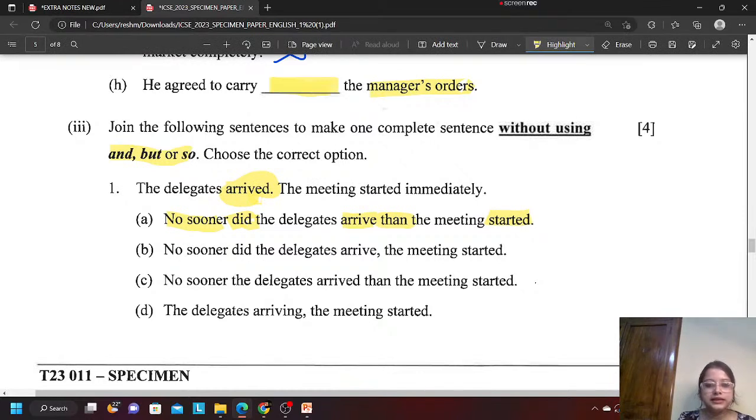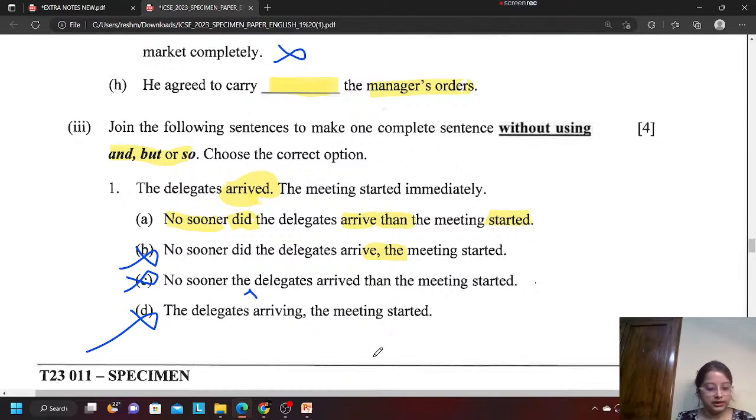Why is this incorrect? No sooner did the delegates arrive. Where is than in this? It is not there. So this is incorrect. Okay. 1A is correct. So rest of it is incorrect. No sooner the delegates arrived. There is no helping verb in this. So this one is also incorrect. The delegates are here. So the sentence construction is only incorrect. So forget about it. Next.